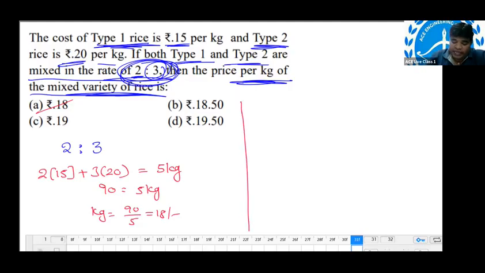Now we want to apply the allegation method. Apply allegation: first type 15 rupees, second type 20 rupees. After mixing, what is the rate?